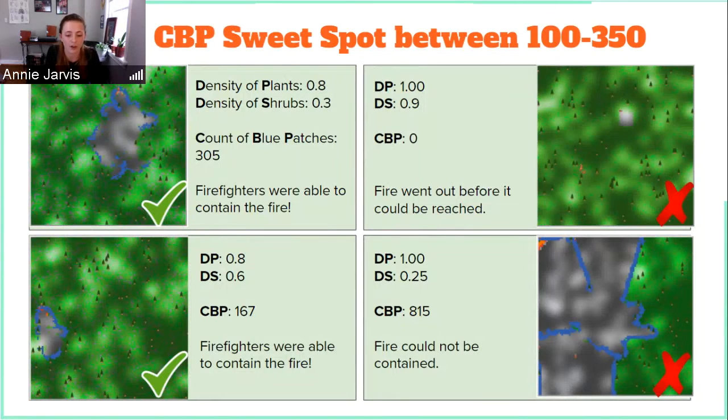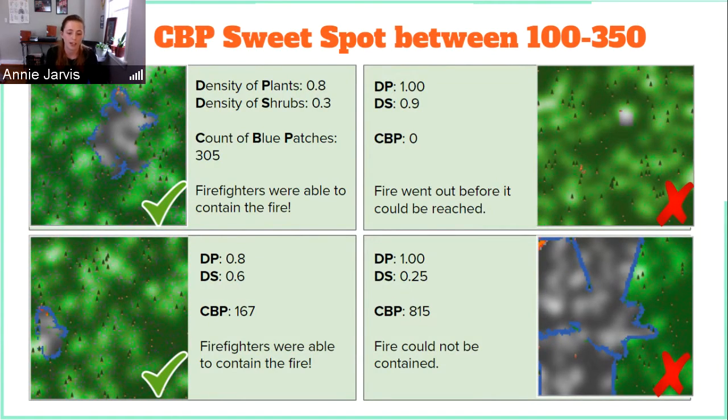So after having our model up and running, we wanted to do some experimentation in behavior space to see which factors really take the model out of balance. The main factors we wanted to test were plant density and shrub density against the count of blue patches, or fire lines, that were laid down. If 0 fire lines were laid down, it's very easy to conclude that the fire burnt out before the firefighters could even reach it, rendering containment unnecessary. You can see this in the upper right-hand box.